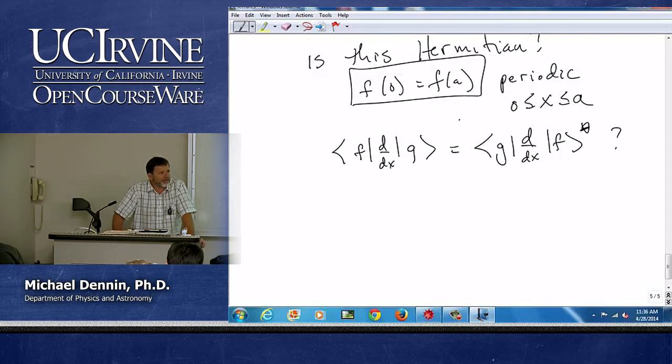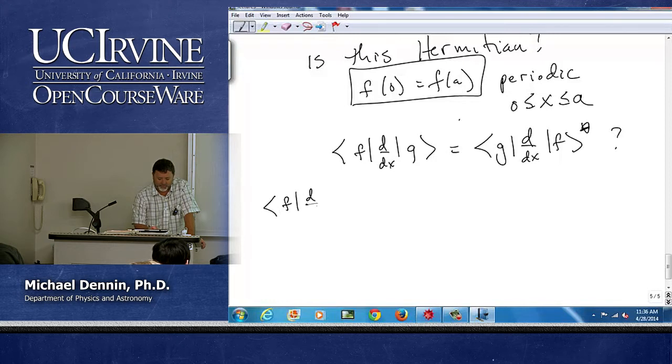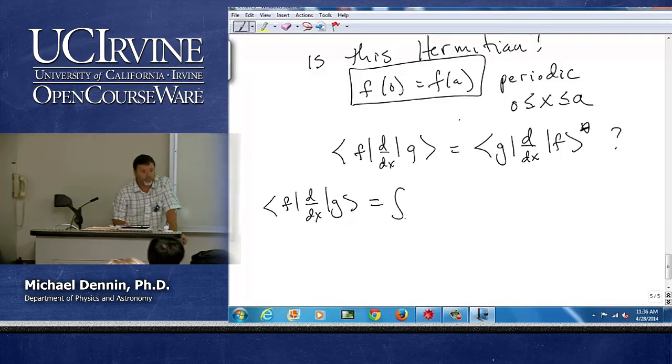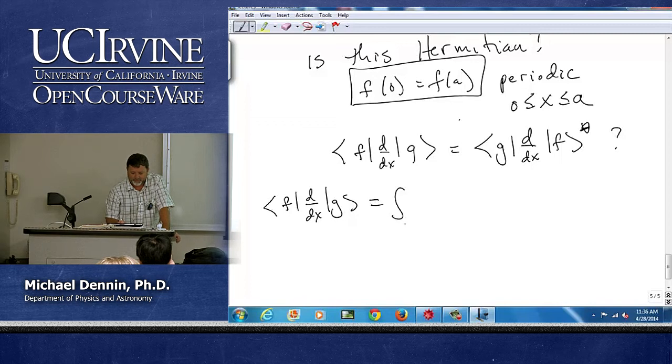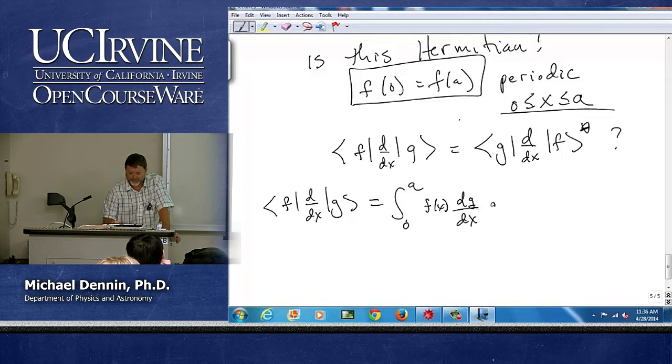Does anyone have any clue what to do? If you've seen this before, it's easy. If you've never seen it before, it's incredibly hard. Let me ask you this: what does anyone have written down for that expression? An integral, from A to B, or zero to A. Of f of x, dg dx, dx. That's what that is.